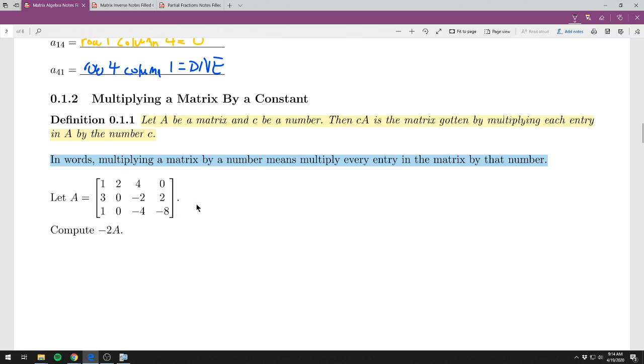So in words, multiplying a matrix by a number means multiply every entry in the matrix by that number. And so if we want to compute negative 2A, all we do is we take our matrix here and multiply everything by negative 2. Yes, it is kind of annoying to multiply this many things by negative 2, but once you do that, you are done.